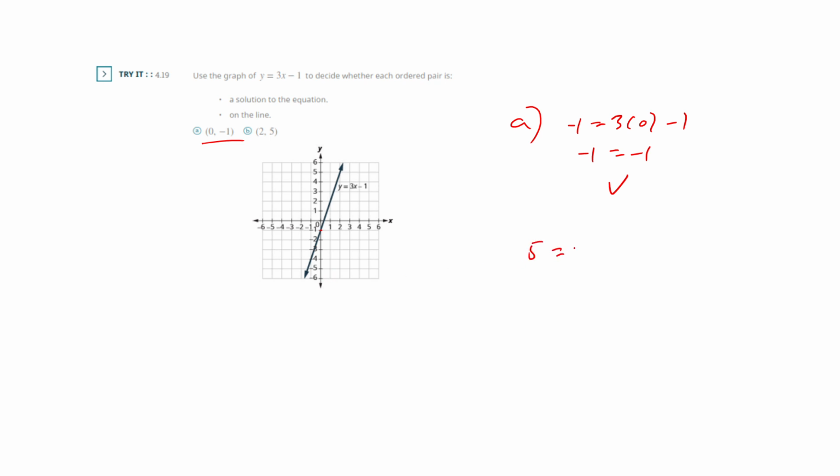Now we'll try it with the other one. Now if you get it, you could just jump ahead and see if it's on the line, but we'll do one more the long way. So this is 6 minus 1, 5 equals 5. That's true. So this is a solution. That's a solution, so we're going to find it's also on the line. (2, 5), there it is.